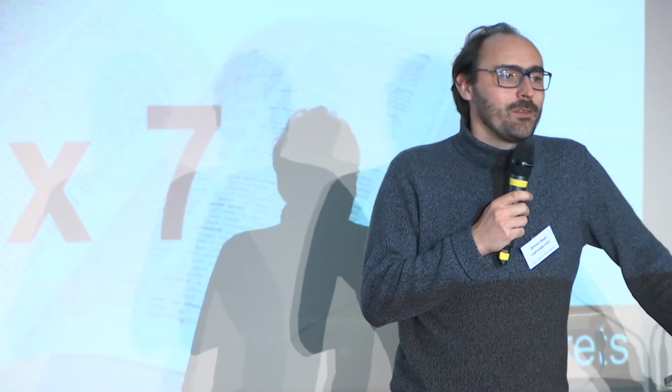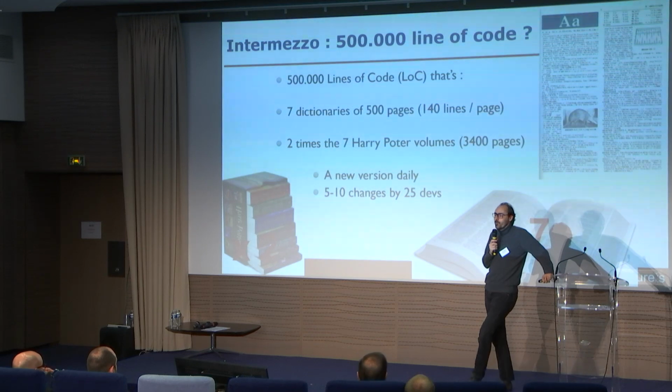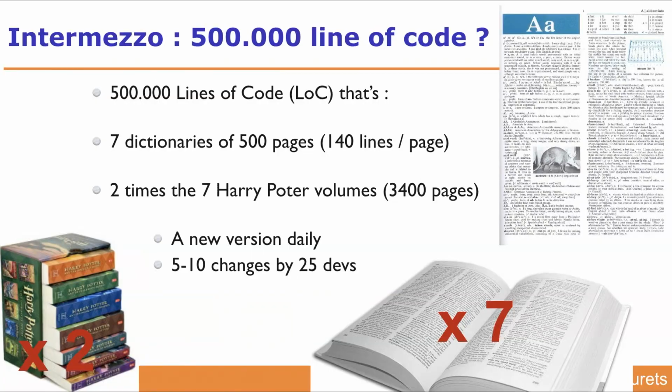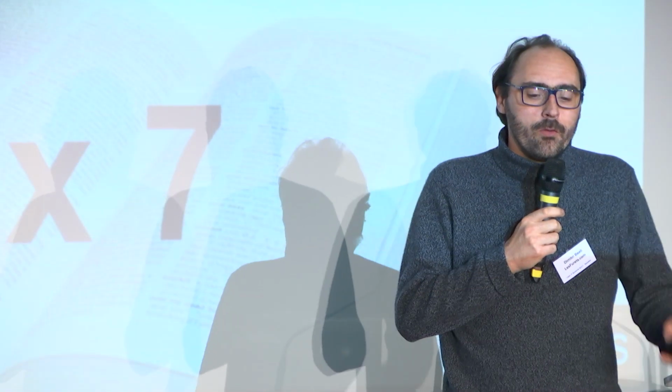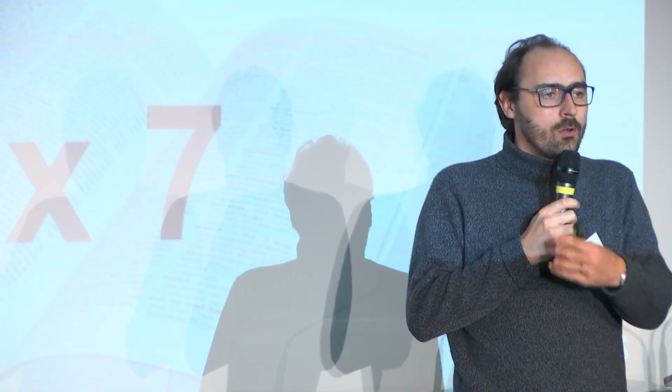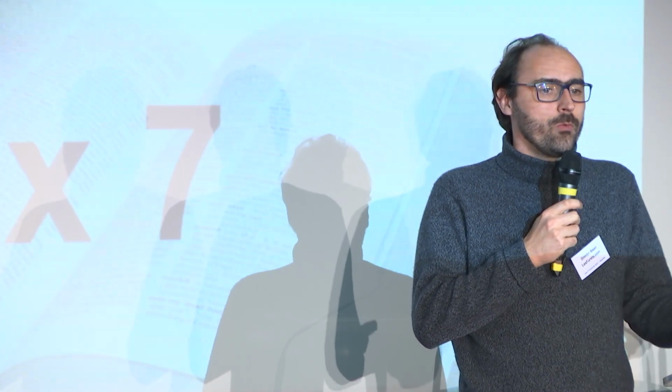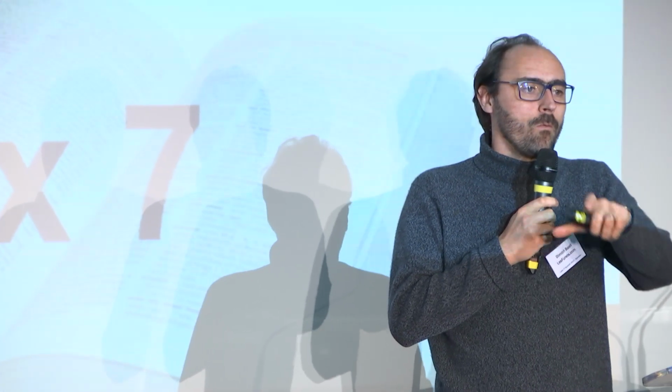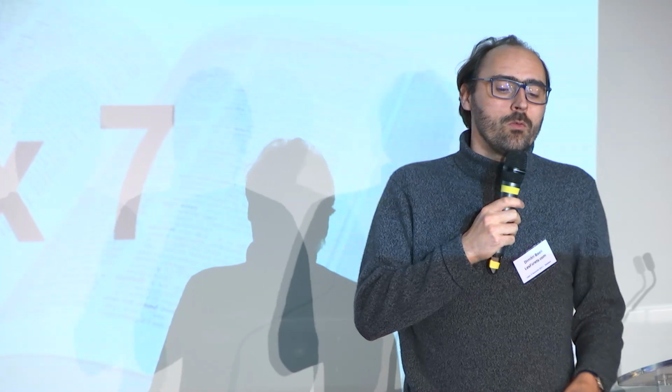What is 500,000 lines of code? The size of that, we tried to compute, and it's twice the Harry Potter books, which is a good way to appreciate the size of what we are working in. And the dictionary version is really closer to the software. Dictionaries with definitions are more like functions, and the size of that is around, for me, 7 big dictionaries.